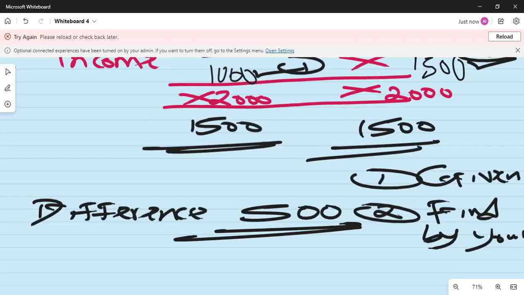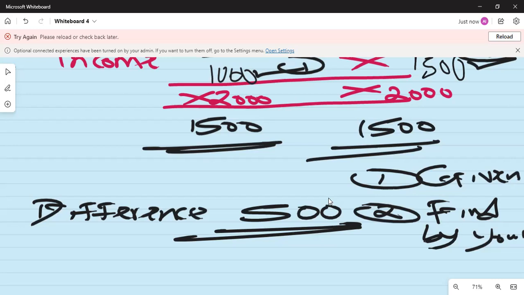This difference of 500 exists at two levels. Sometimes the examiner will give you that the trial balance does not agree as a result of this amount. I'm also using that as an example. That the trial balance does not agree as a result of 500. So it is given, and you just need to raise some journal entries and open a suspense account.